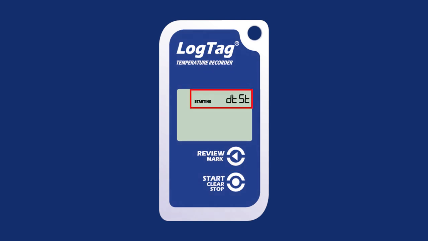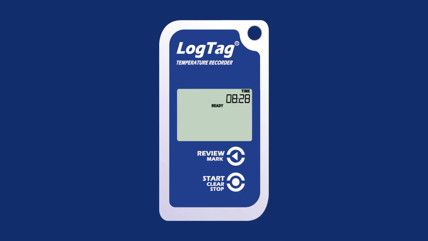If starting and DTST displays, the logger has been pre-configured for a specific date and time start. If the logger is pre-configured for a push-button start with a start delay, press and hold the Start Clear Stop button until starting delay displays on the screen, along with the delay time.